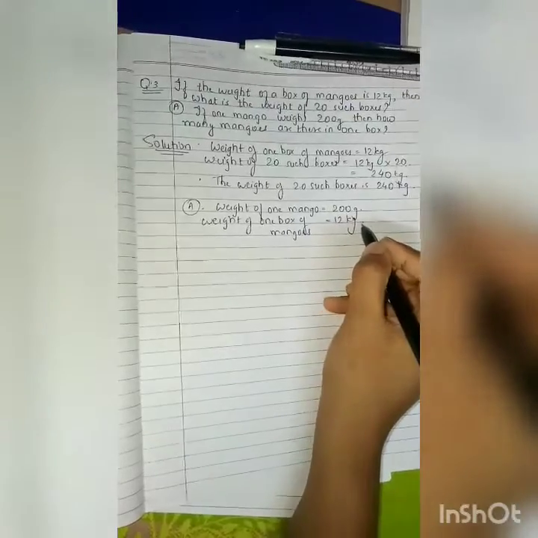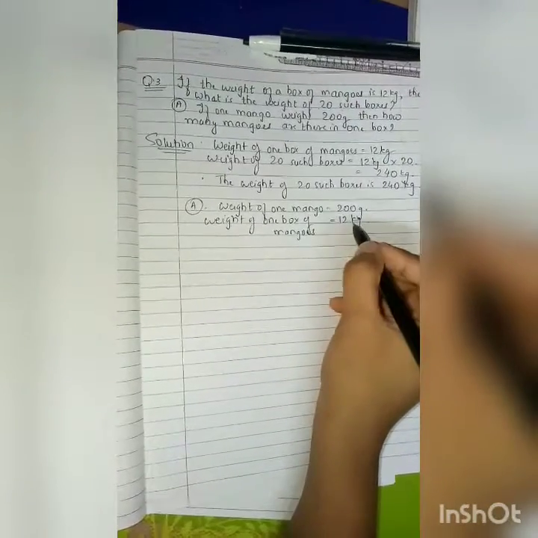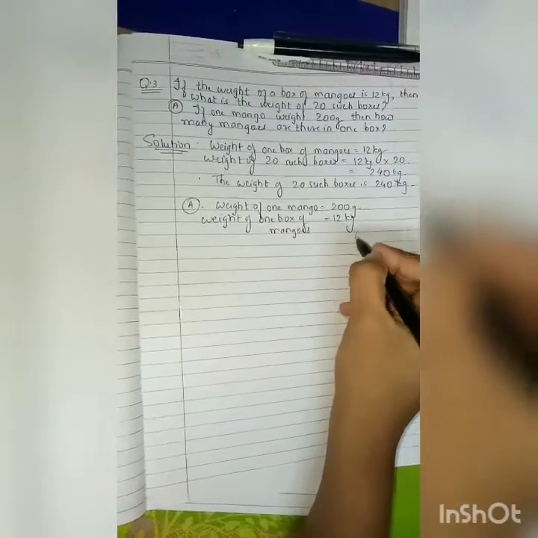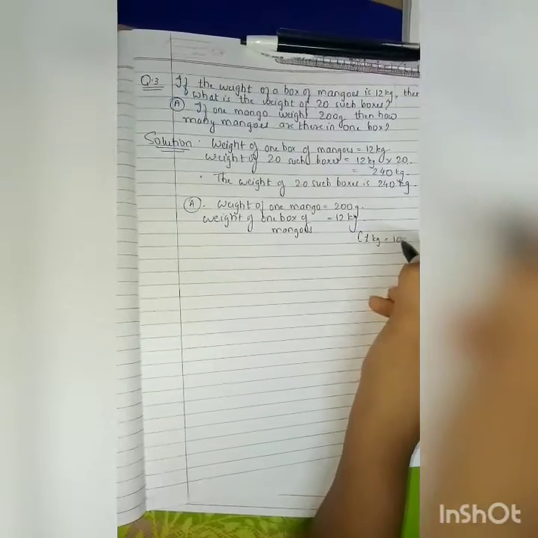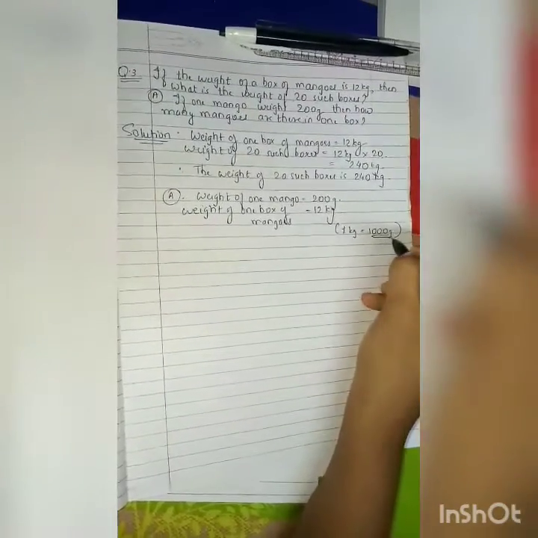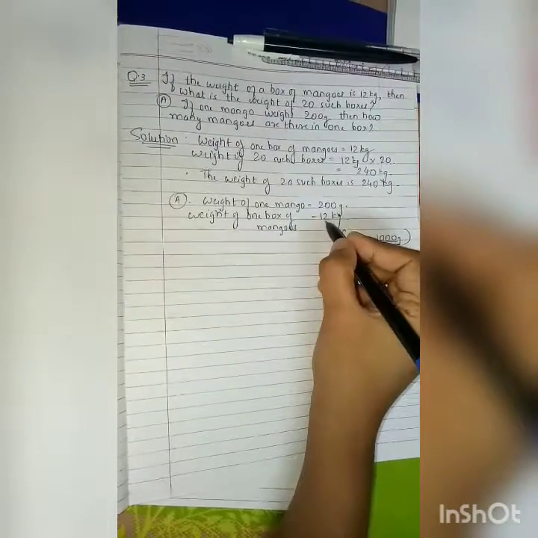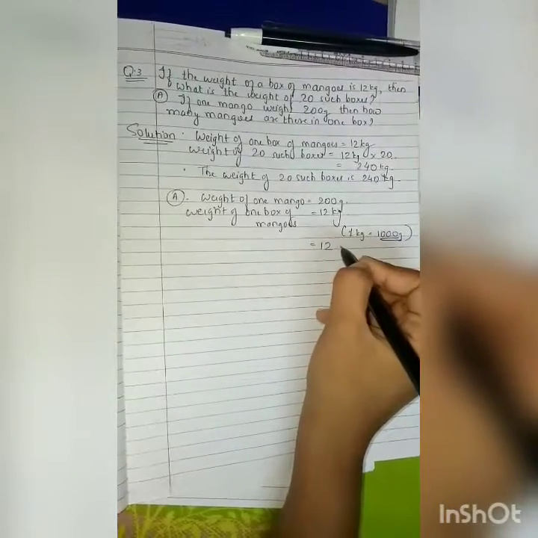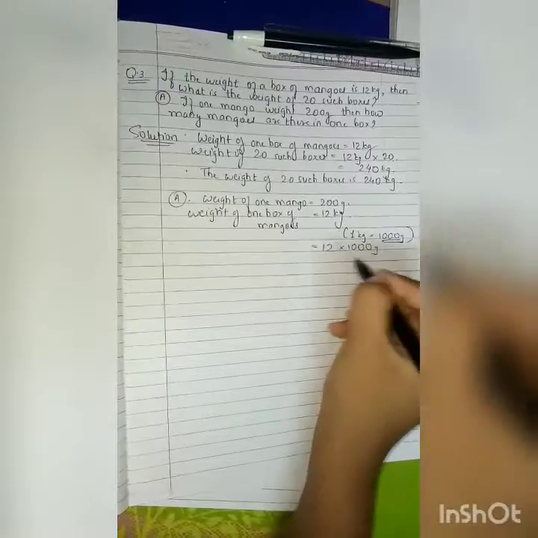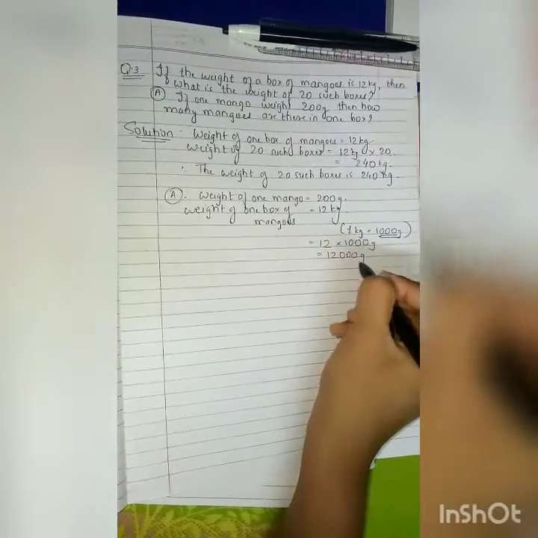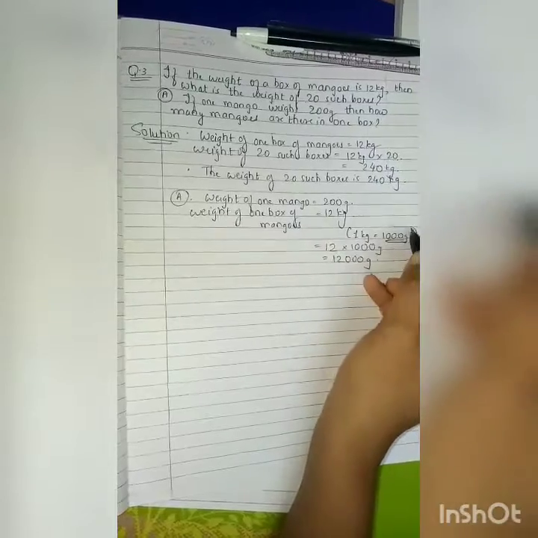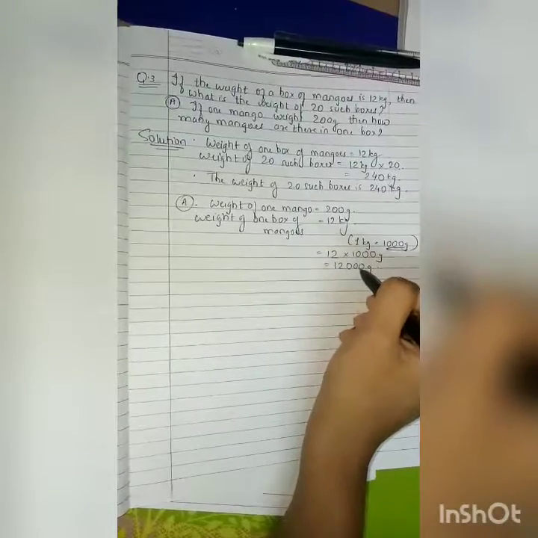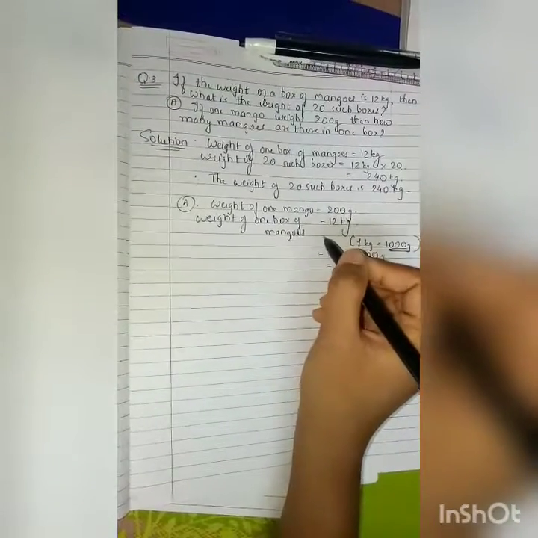Now 12 kg is given, so we have to convert this into grams. We have to convert it to the smaller unit. So kg will convert to grams. We should remember that 1 kg is equal to 1000 grams. So if I want to convert 12 kg to grams, I will multiply 12 with 1000 grams, and I will get 12,000 grams. Whenever I want to convert kg to grams, I will multiply whatever number is there with 1000. So we get 12,000 grams as the weight of one box of mangoes.